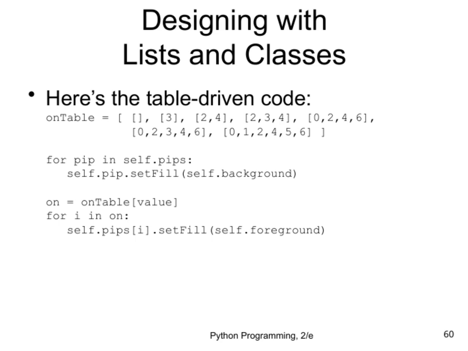This approach makes the code very flexible and easy to update, because instead of writing multiple conditionals, we just modify the lookup table. It's a great example of designing with lists and classes, using data structures to control visual elements dynamically. This method keeps the code clean and aligns with the overall theme of making our programs more modular and maintainable.